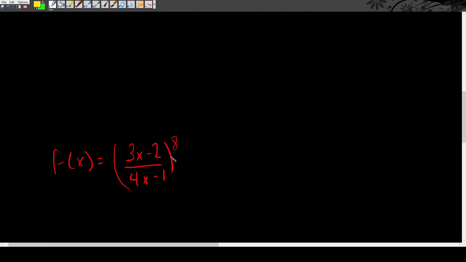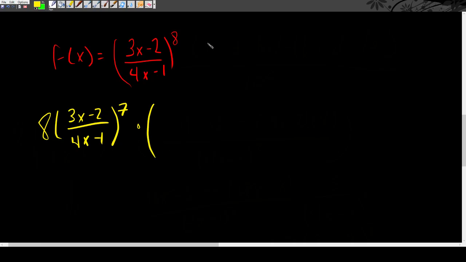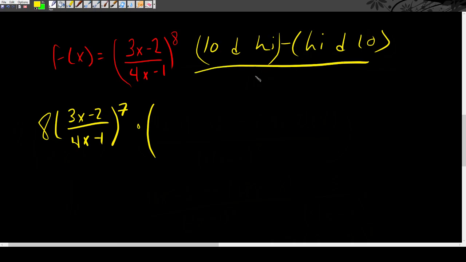Okay, let's move on to the next one. So this one uses the quotient rule, I see. It's still going to be the same idea: do the power rule and then take the derivative of the inside. Let me see if I can write that more straight. There you go. And you see I subtracted 1 from the 8 and put the 8 in front, times, and then let's do low D high minus high D low.